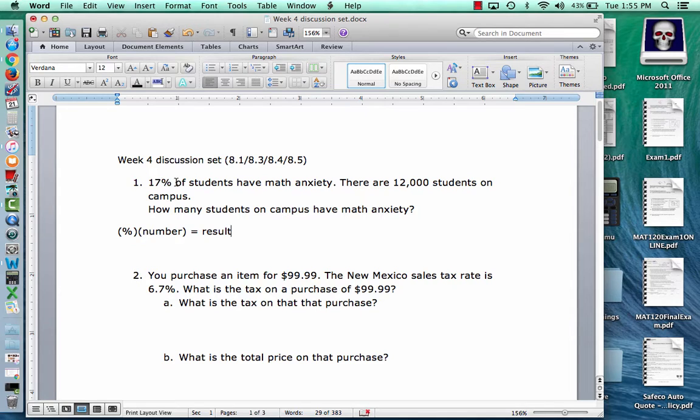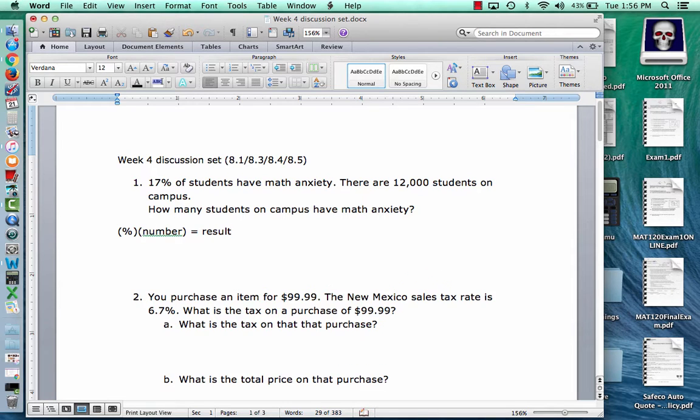Now, when we say 17% of something, percent of means to take that percent as a decimal and multiply. So keep that in mind. That's why we had the multiplication here. So 17% of students have math anxiety. There are 12,000 students on campus. How many students on campus have math anxiety? Well, 17% of students have math anxiety, so that would be 17% of the 12,000 students. So we do 0.17 times 12,000, and that will give me the result, which is the number of students that have math anxiety.